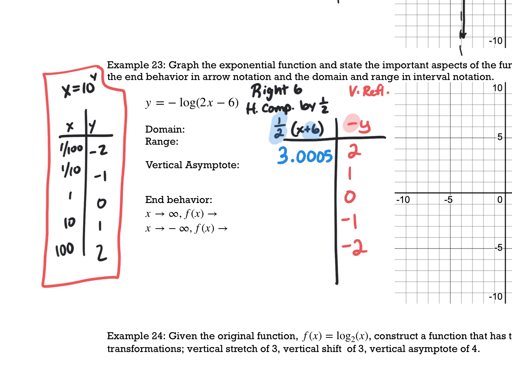If we were to add 1/10, if we were to add 6, we would get 6.1. Oh, I think I added one too many zeros in the previous one. We would have 6.1. We divide that in half, and we get 3.05. If I were to take 1, add 6 to it, and then divide by 2, I would get 3.5. If I were to take 10, add 6 and divide by 2, I would get 8. And if I were to do the same thing with 100, I would get 53.